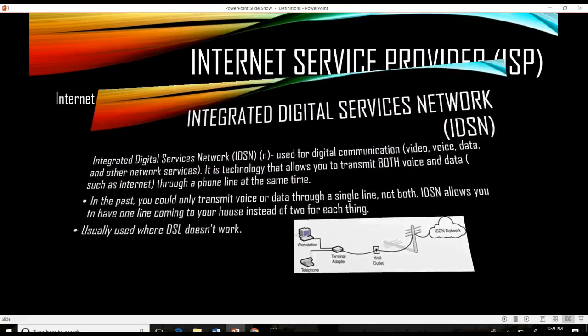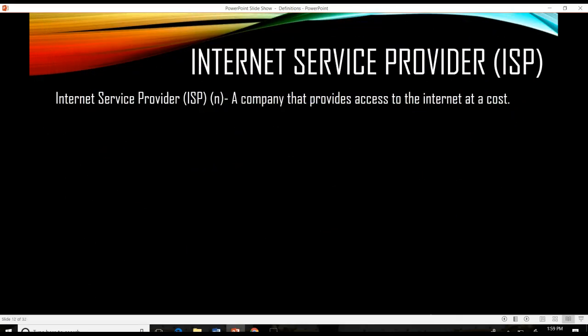So that is what ISDN is. Then we have internet service providers. This is one that y'all are probably very familiar with. Y'all probably heard your parents say this. It's a company that provides you access to the internet at a cost.